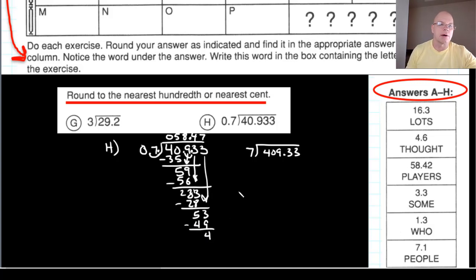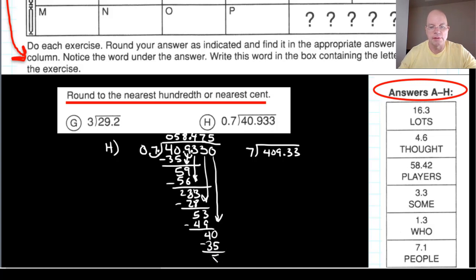But how far do we need to go? Problems A through F tell you to round to the nearest tenth. Problems G through L tell you to round to the nearest hundredth or nearest cent. Our quotient right now is represented all the way up to the hundredths place. But in order to round to the hundredths place, we also need to know the next digit. We need to know what number is in the thousandths place. So we always had 0 thousandths. I'm just revealing the 0. Bringing it down. How many sevens in 40? 5. 5 sevens is 35.